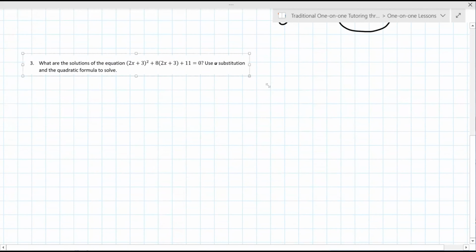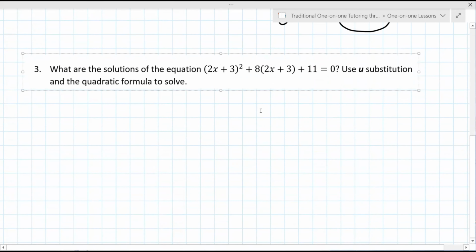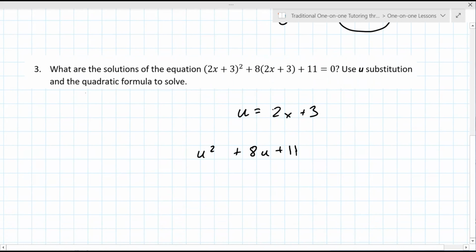Now I know how to do the U substitution. I just still have a hard time actually completing the problem. What is your U here? It is 2x plus 3. Perfect. Okay, so this becomes u squared plus 8u plus 11. And this is what you use the quadratic formula to solve. Okay, so your a is 1, your b is 8, and your c is 11.